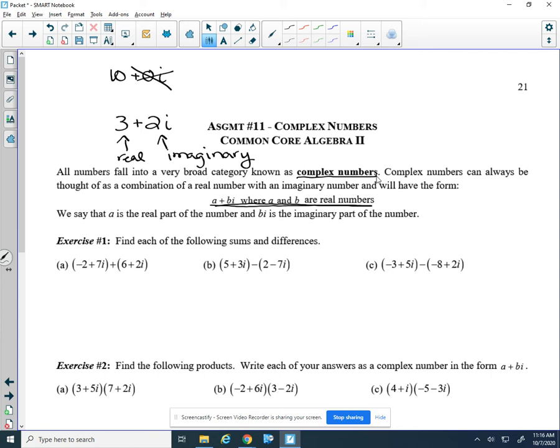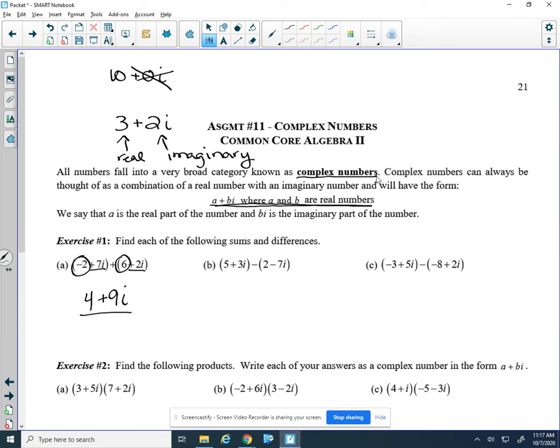So we're going to find each of the following sums and differences. So we're adding or subtracting two complex numbers. Now, when you're adding and subtracting, you don't get any powers of i, so things are pretty straightforward. And for all intents and purposes, the i kind of acts like an x. So I'm adding here. So you can think of the real parts as being like terms. So -2 plus 6 is 4. And then 7i plus 2i is 9i.